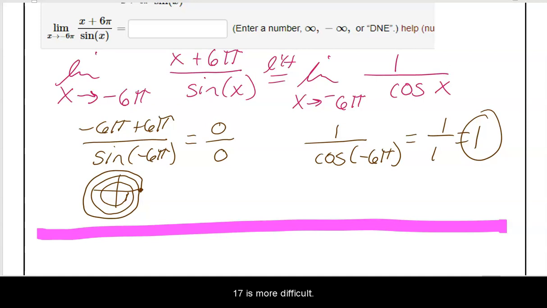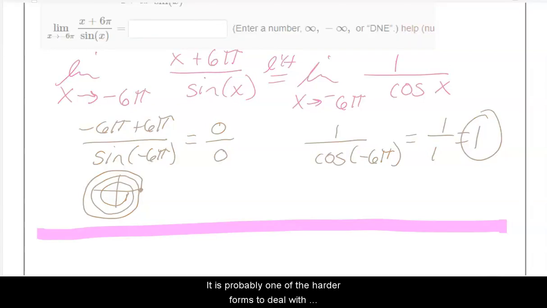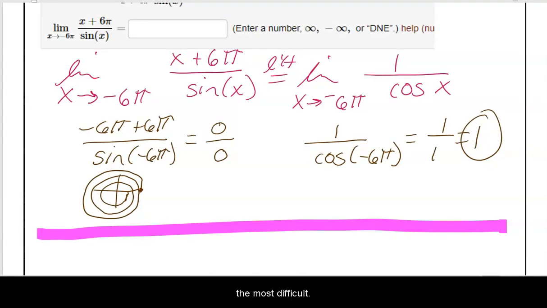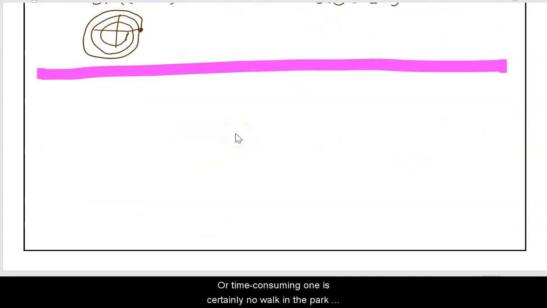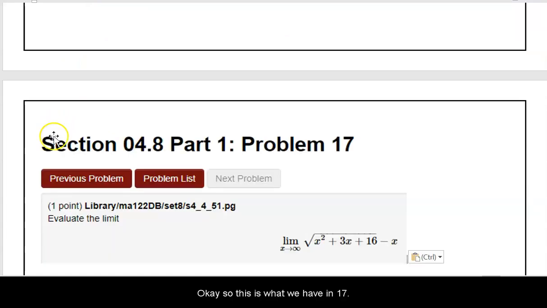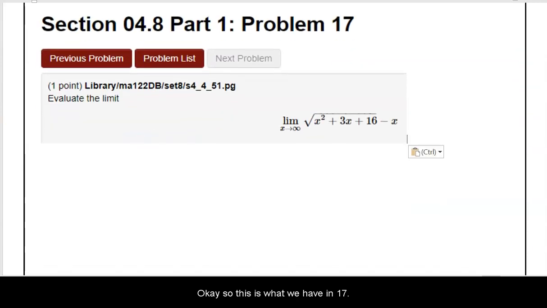Number 17 is more difficult. It is probably one of the harder forms to deal with other than the power forms. The power forms are probably the most difficult or time consuming. This one is certainly no walk in the park either. It's a little challenging. Okay, so this is what we have in 17.